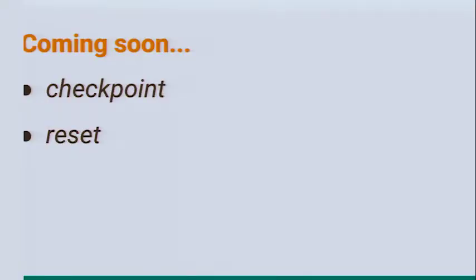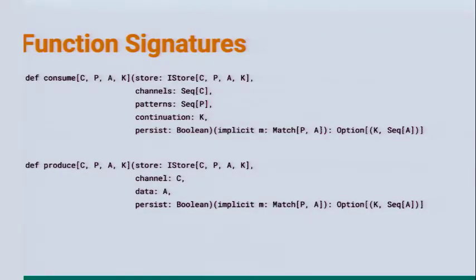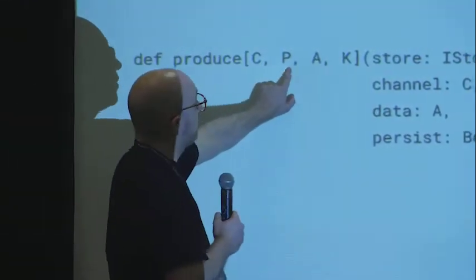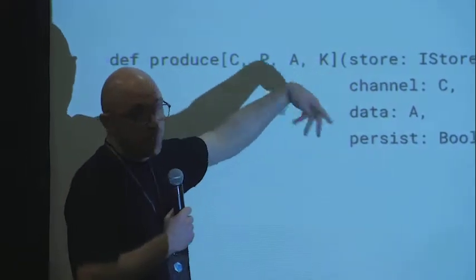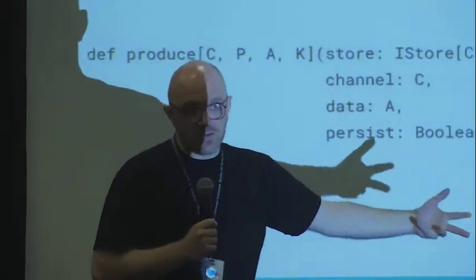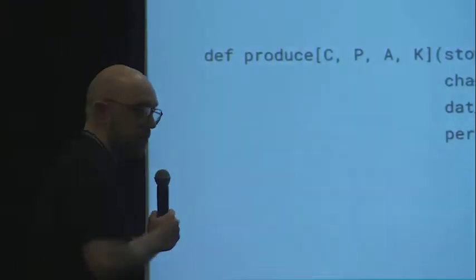And we're going to have two new verbs coming in a future release: checkpoint and reset. And this is again for history and rollback, right? So there are four type variables: one for channels, one for patterns, one for data, and one for continuations. So a consumer of the library can use their own types. This was mentioned before. Mike mentioned this in the intro today.